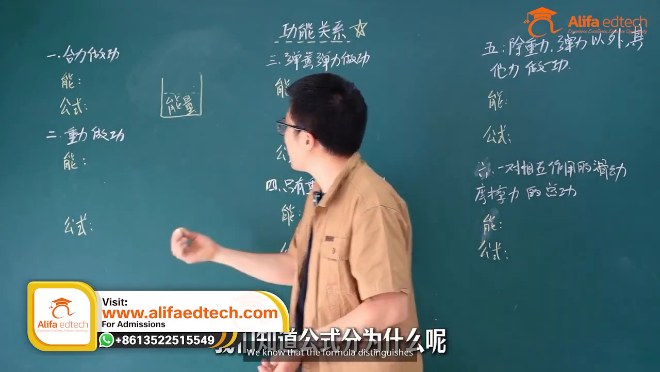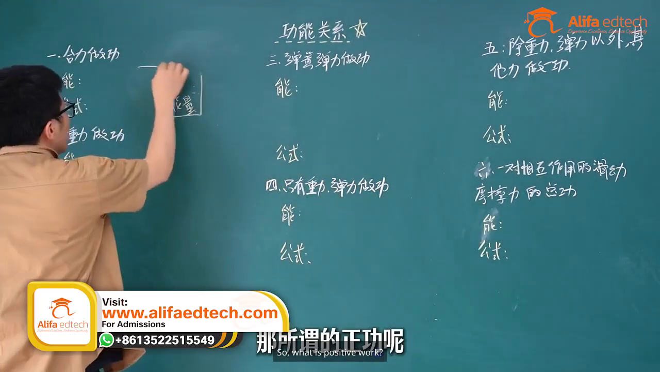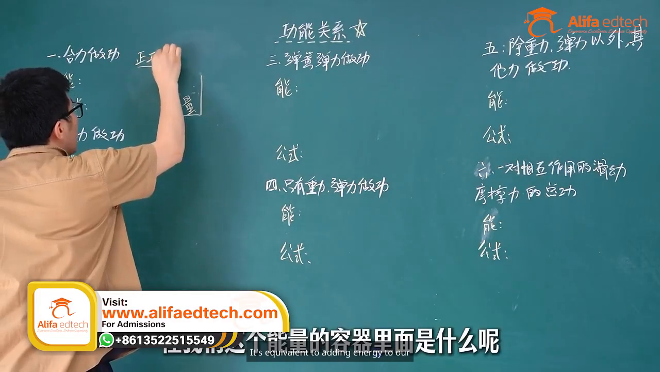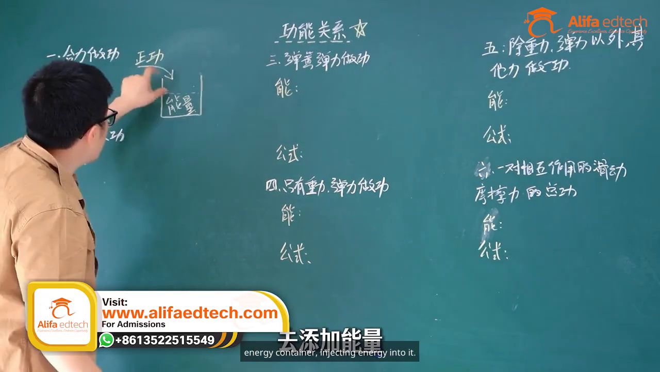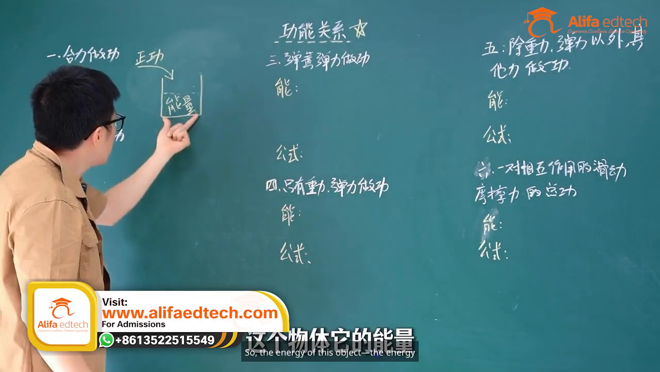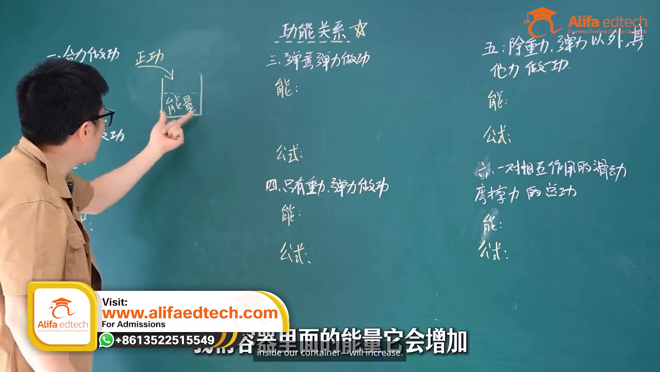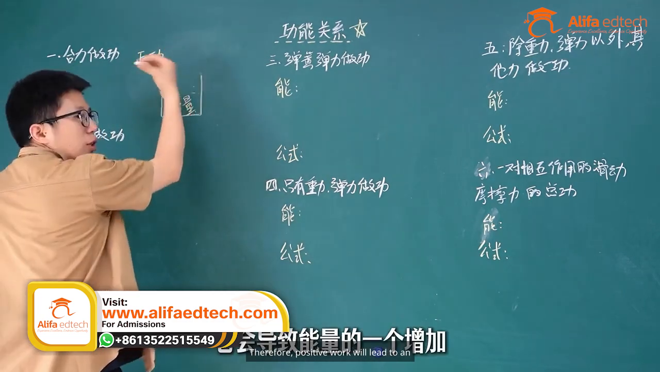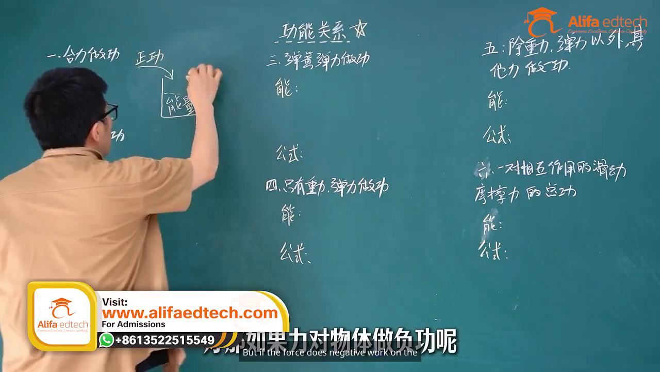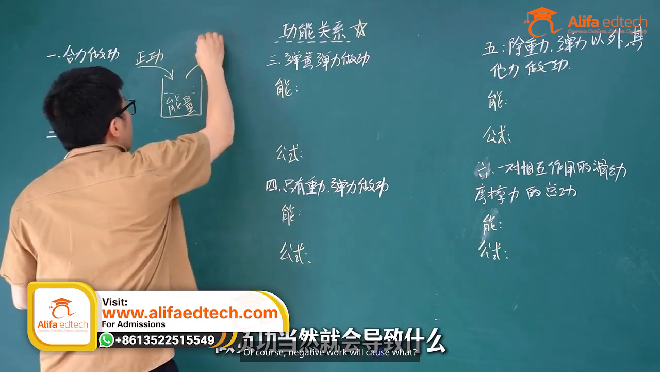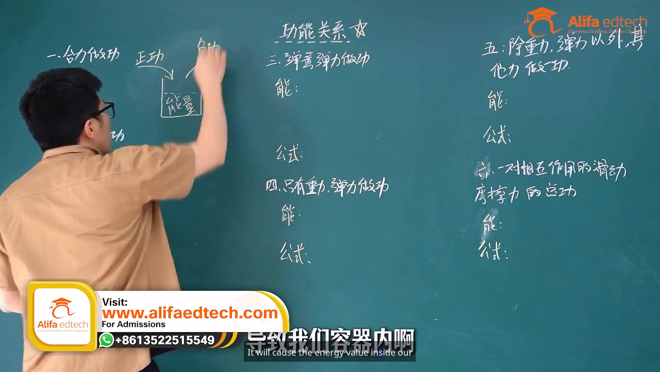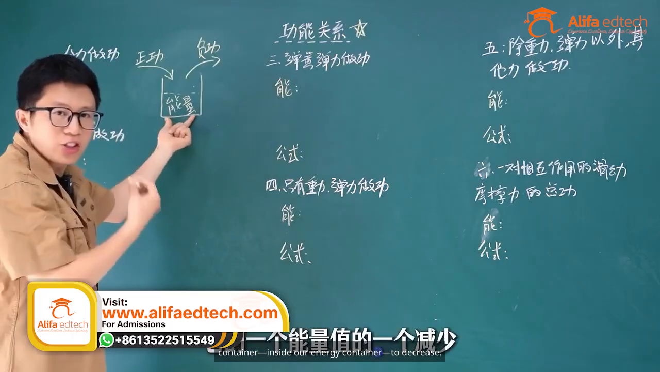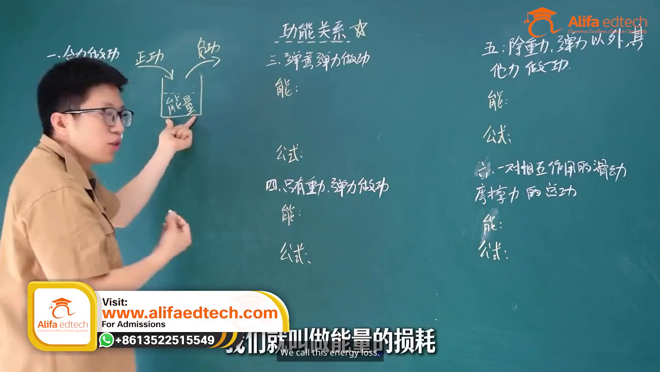We know that the formula distinguishes between positive work and negative work. So, what is positive work? It's equivalent to adding energy to our energy container, injecting energy into it. So, the energy of this object, the energy inside our container, will increase. Therefore, positive work will lead to an increase in energy. But if the force does negative work on the object, what happens? Of course, negative work will cause the energy value inside our energy container to decrease. We call this energy loss.